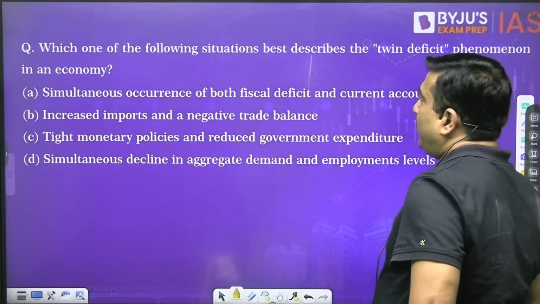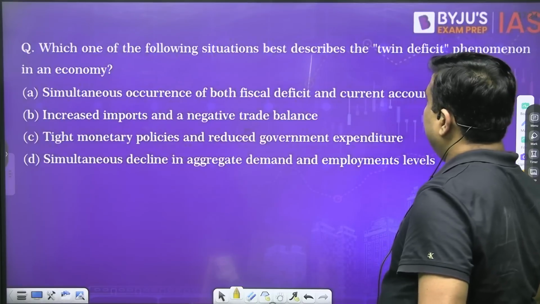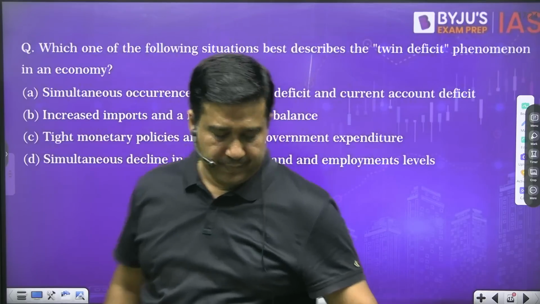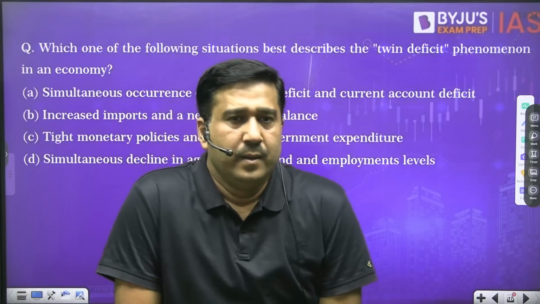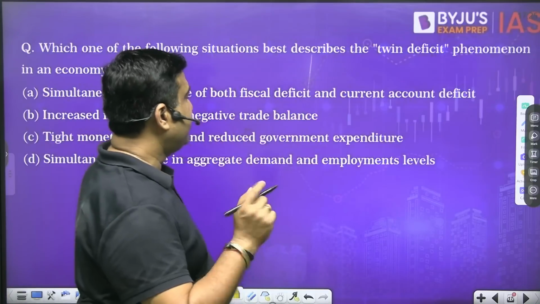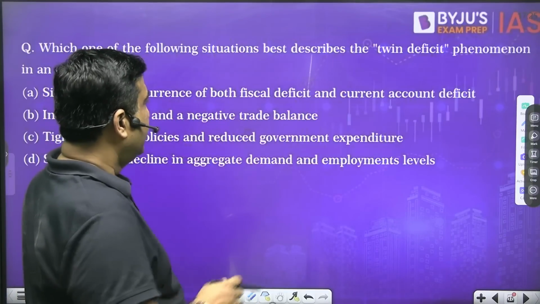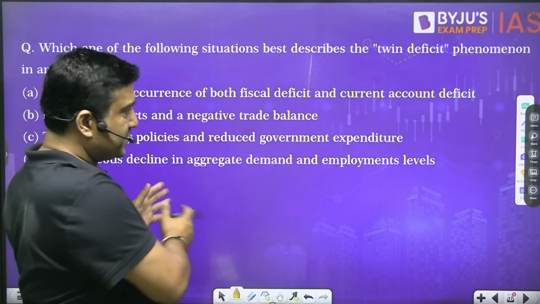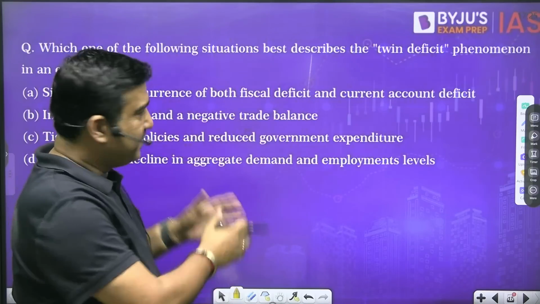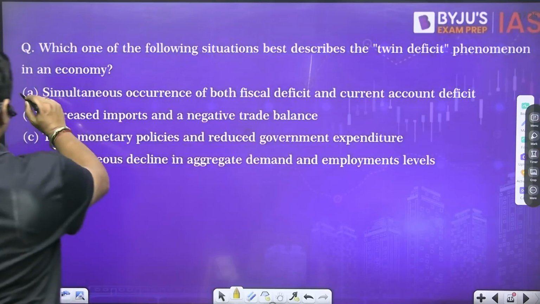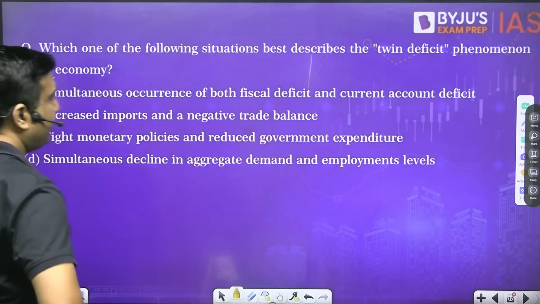Which one of the following situations best describes the twin deficit phenomenon? Twin deficit. When there is a deficit in your finances, public finance, fiscal deficit, and when there is deficit in your current account as well. So obviously in this question you have answer is A.